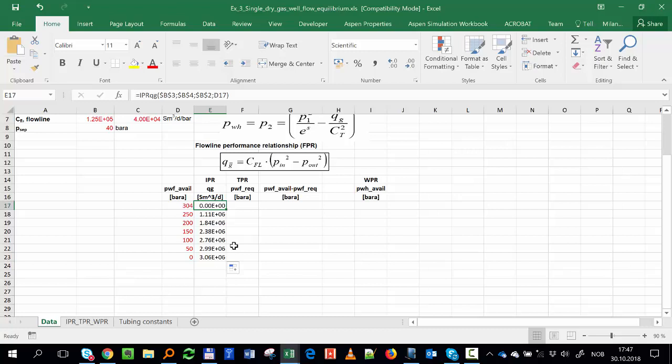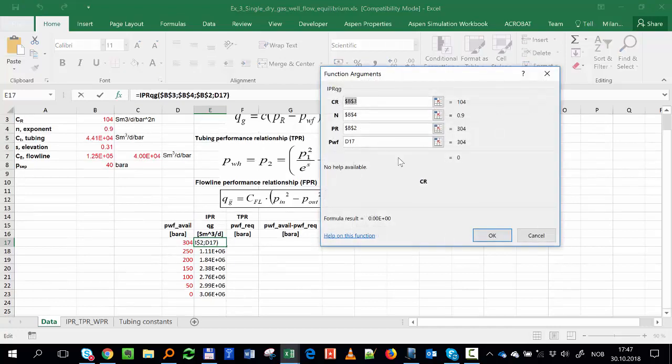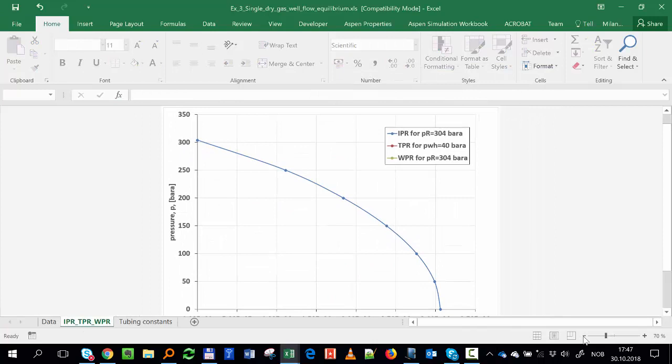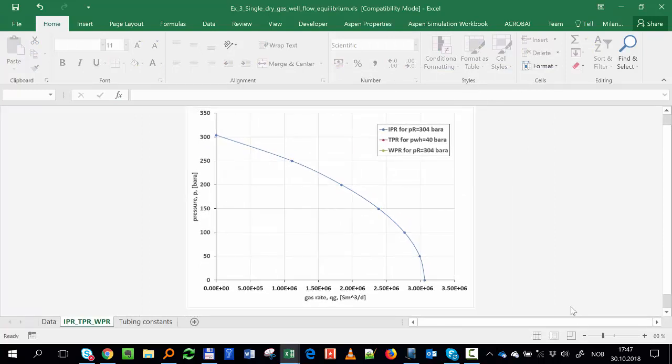So can we go back to the function? Yep. Okay, back pressure coefficient, the back pressure exponent, reservoir pressure, I can take it either from here or from there, and the PWF will be changing. So that's why if I drag it down, I want it to use the number to the left. Okay, and here we see how it looks, and exactly what we expected, a curve.